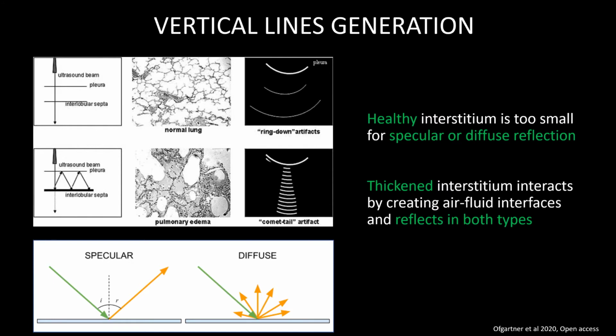A traditional and common artifact is called the B-line, and it is the most common vertical line that we are aware of in ultrasound. This term regroups a large number of types of vertical lines generated from interactions of ultrasound waves with abnormal interstitium or pulmonary tissue.